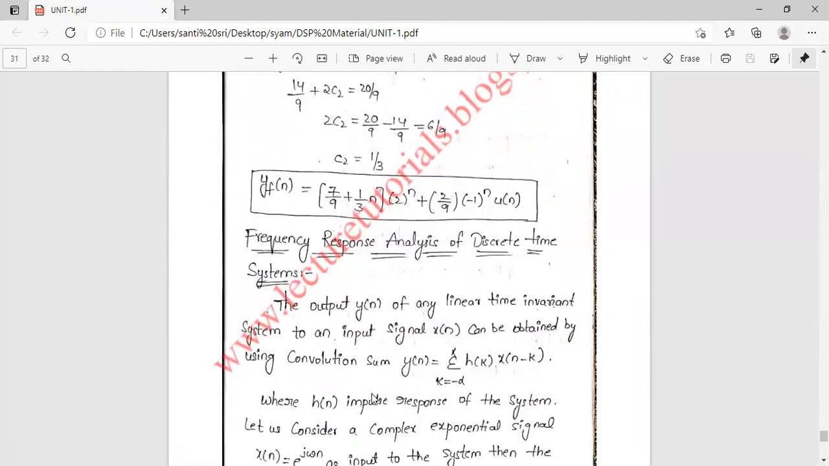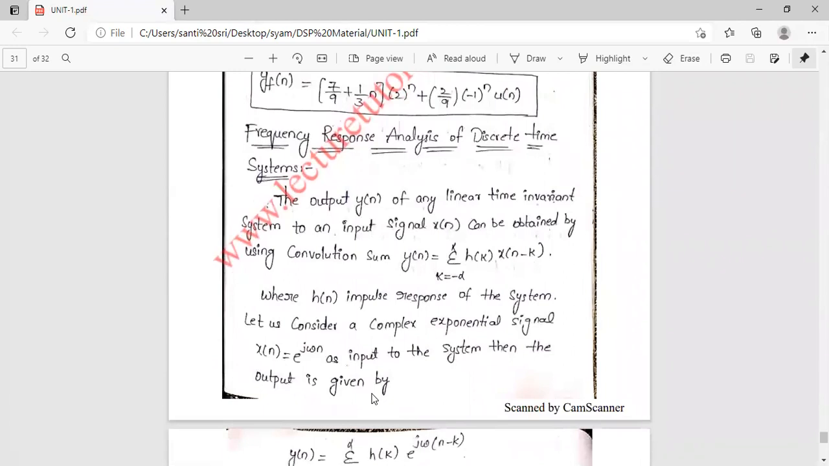Next, coming to the frequency response analysis of discrete time systems. So far we discussed the time response analysis of discrete time systems, the forced response, and now the frequency response analysis of discrete time systems. The output y of n of any linear time invariant system, for an input signal x of n, can be obtained by using the convolution sum, that is y of n is equal to sigma k equal to minus infinity to infinity h of k into x of n minus k, or x of k into h of n minus k, right? Where h of n is the impulse response of the system.